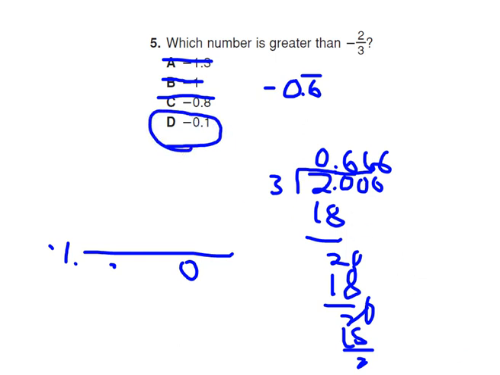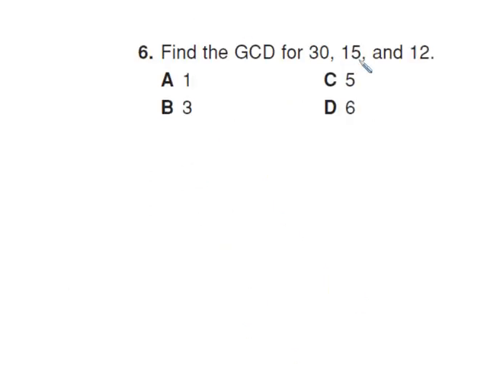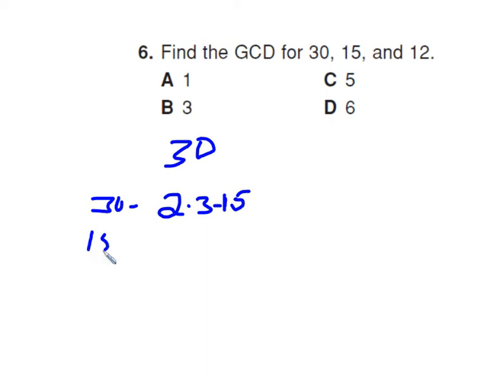All right. GCD for 30, 15, and 12. Well, we've got our trick again. Let's do our prime factorization of 30. We have 2 times 3 times 5, because 2 times 15, that's 30. Then we'll do that for 15. Can we do this in our head? 3 times 5. Those are both prime numbers. And 12. Can we do it in our head? 4 times 3. So 2 times 2 is 4. And 3 is already prime.